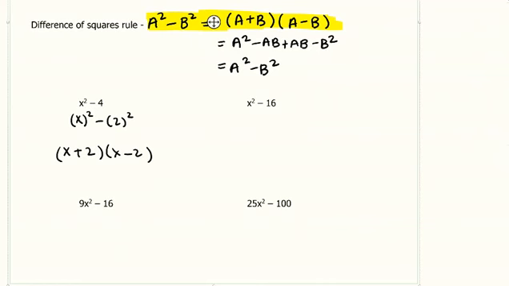Next, I'm going to look at 9x squared minus 16. Okay, 9x squared, there's no greatest common factor there because 3 or 9 doesn't divide 16. 9x squared is the square of 3x. So if I have 3x squared and 4 squared, I can factor that as 3x plus 4 and 3x minus 4.